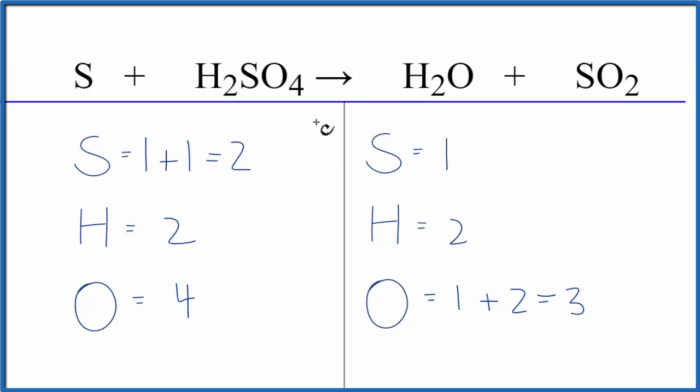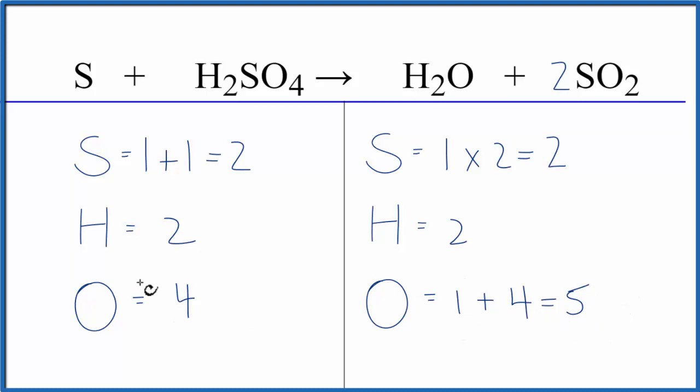Let's fix the sulfurs first. I like to leave oxygens until last. So we need to put a coefficient of 2 in front of the SO2. 1 times 2, that gives us 2. So the sulfurs are balanced. Let's update the oxygens. We have 1 plus 2 times 2. That gives us 4. So now we have 5 oxygens. Everything's balanced except the oxygens.